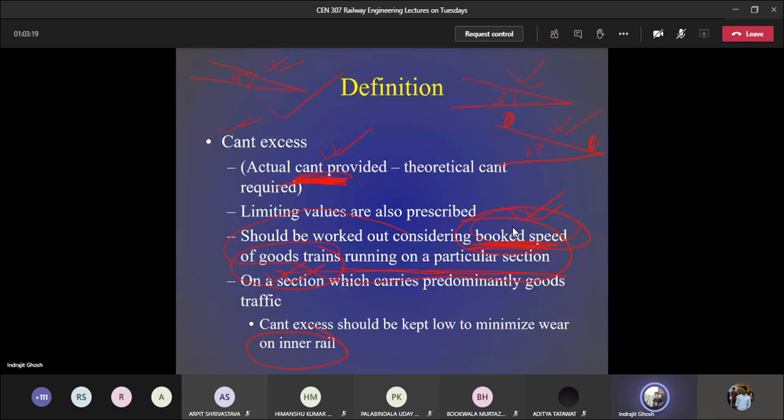In these two cases, if you try to visualize the situation, you will see that in one case there will be more pressure on the inner rail. In the other case, there will be more pressure on the outer rail. Whenever you have more pressure on a particular rail, you expect that there will be more wearing and tearing of that particular rail.